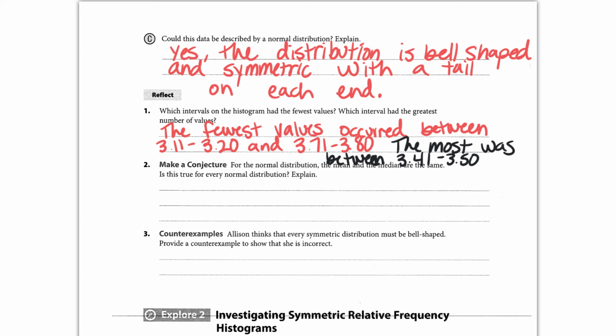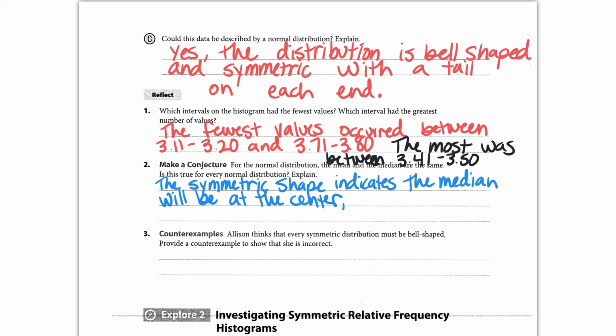For the normal distribution, the mean and the median are the same. Is this true for every normal distribution? Explain. The symmetric shape indicates that the median will be at the center. It also implies the mean will equal that center value.